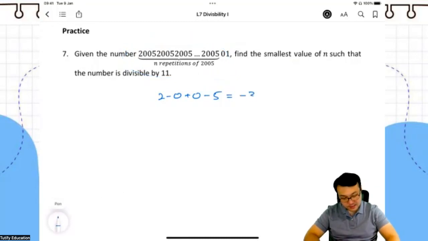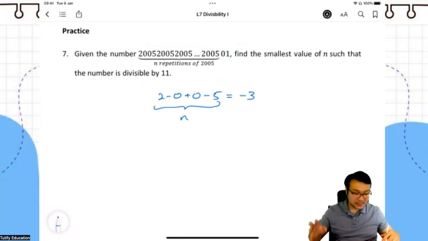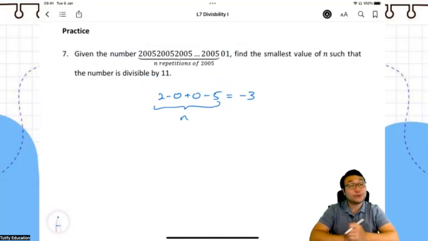-3. Yes. Now, if you repeat this n number of times, then what do I get? If I repeat this n number of times, keep on repeating: 2 minus 0 plus 0 minus 5. Keep on repeating it n times. What will I get?